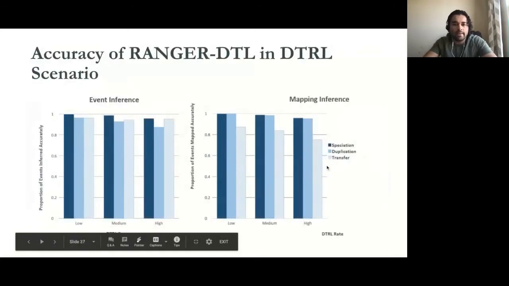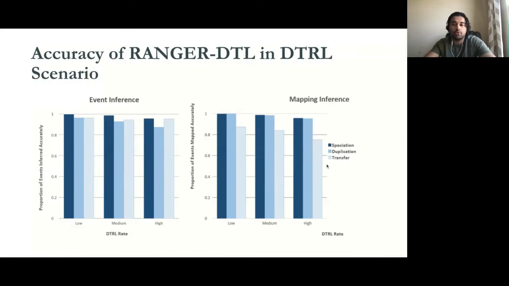And then we look at the accuracy of this RANGER-DTL algorithm in first picking up the different events. So essentially what this plot shows us is what proportion of the different events which are actually speciation, duplication, or transfer within the simulated tree are captured by this RANGER-DTL framework.